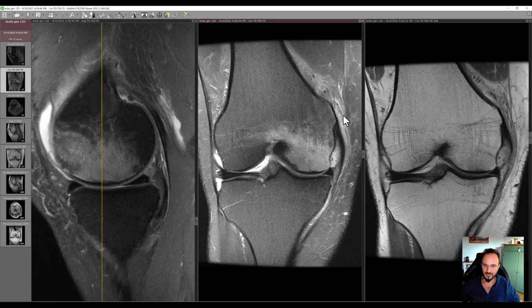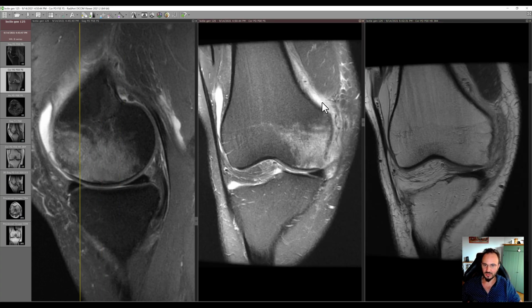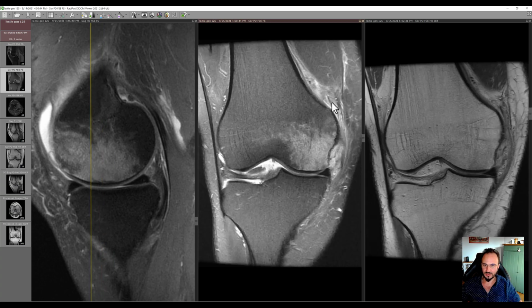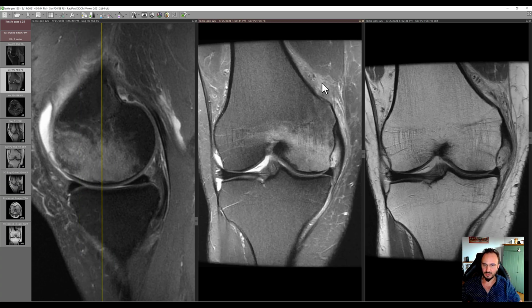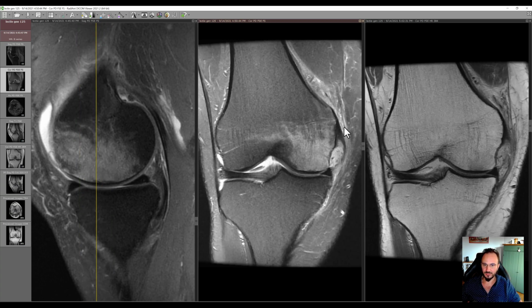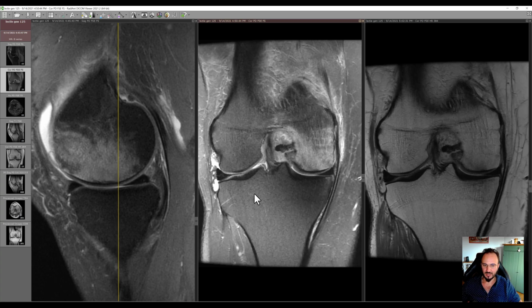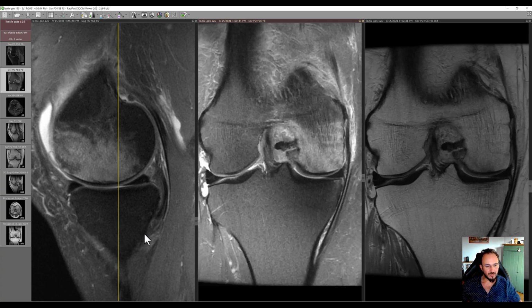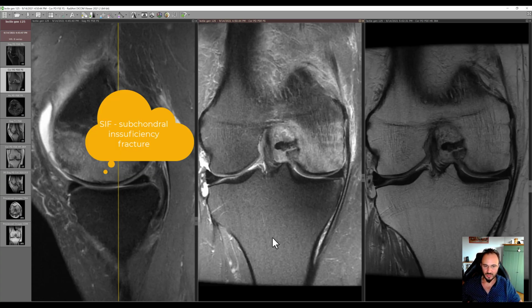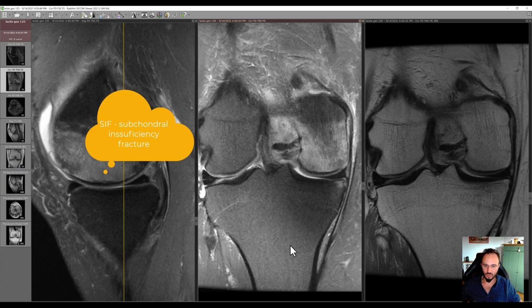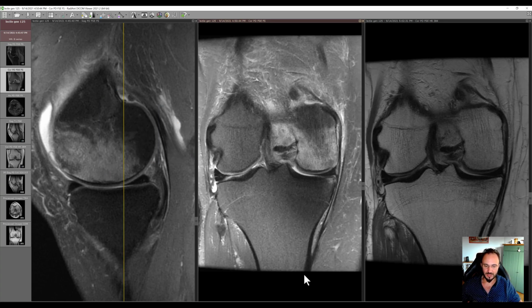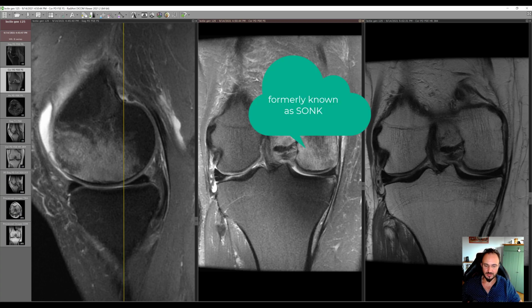What else? There is inflammation, there is some vessel engorgement on the medial side of the metaphyseal area. There is also inflammation around the MCL. This is the so-called subchondral insufficiency fracture, or SIF, formerly known as SONK, spontaneous osteonecrosis of the knee.